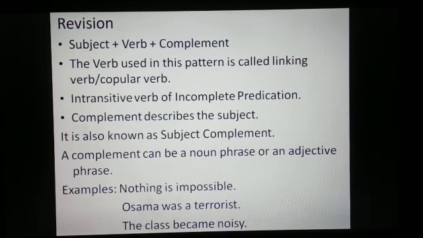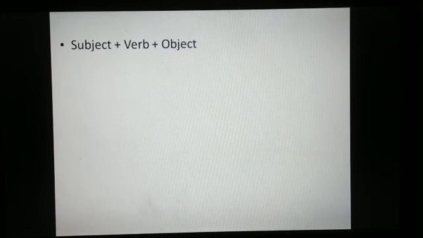That is why these verbs are called intransitive verbs of incomplete predication. To complete the predicate in these sentences, we have to add one element after the verb, and that element always describes the subject in this pattern. Now, let us move to the next pattern we saw yesterday.